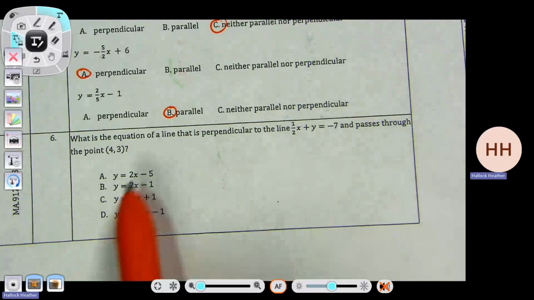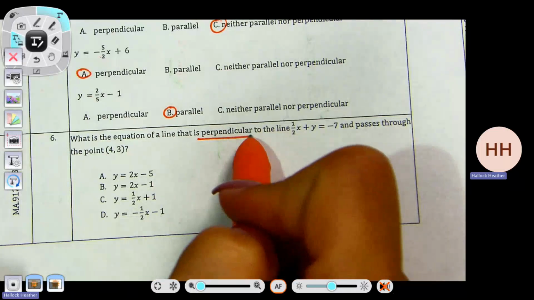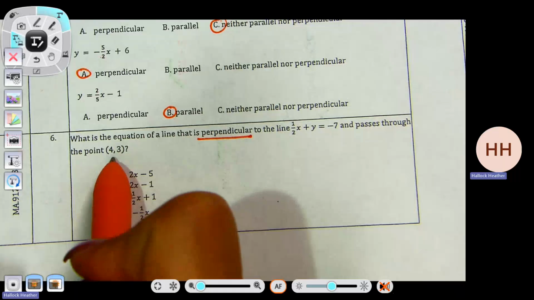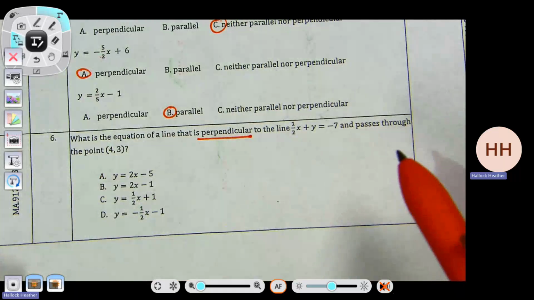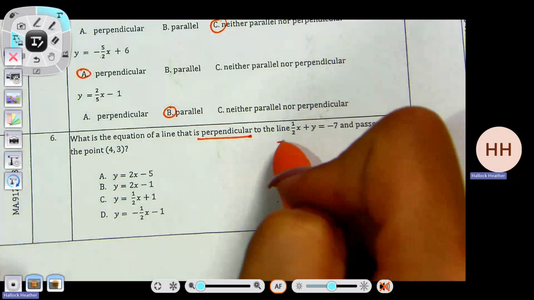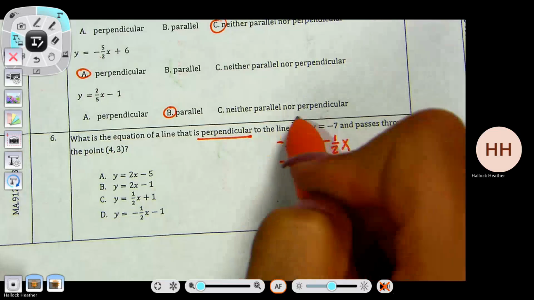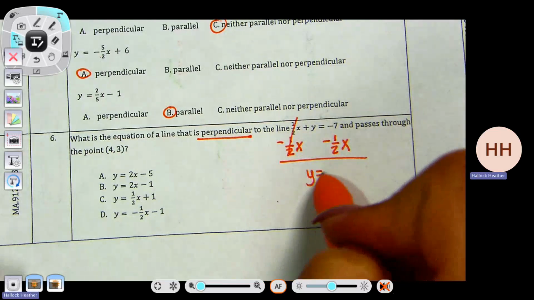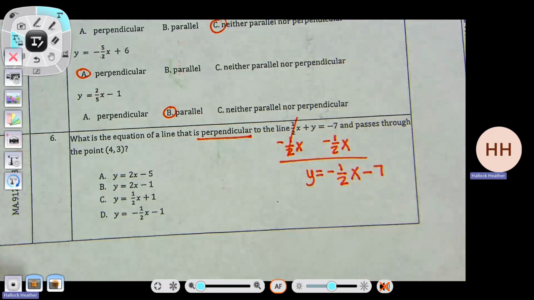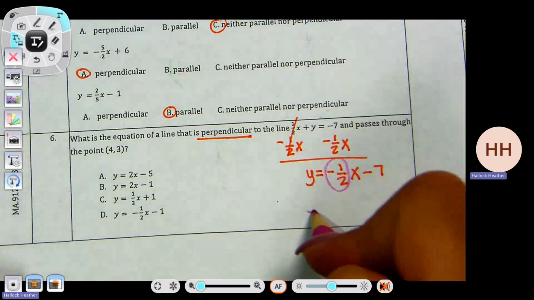6 says, what is the equation of a line perpendicular, so we need opposite reciprocal slopes, to the line 1/2 x plus y equals -7 and passes through the point (4, 3). So this is where we're going to use point slope form. If I move my x over, I'm going to subtract 1/2 x from both sides. I have y equals -1/2 x minus 7.